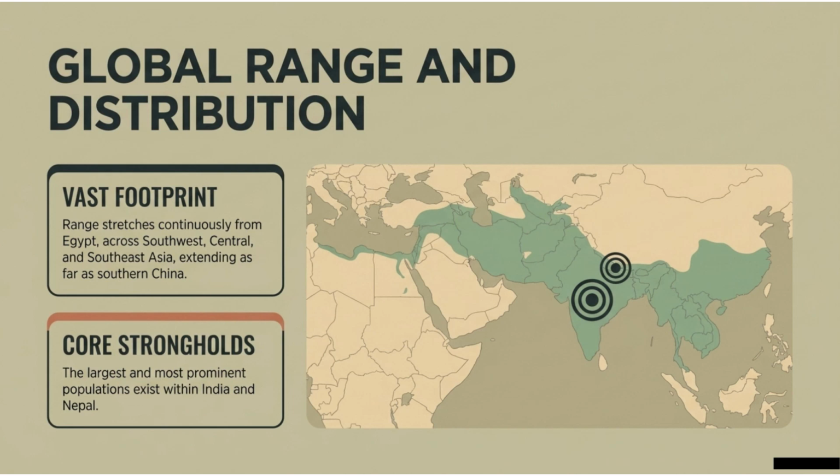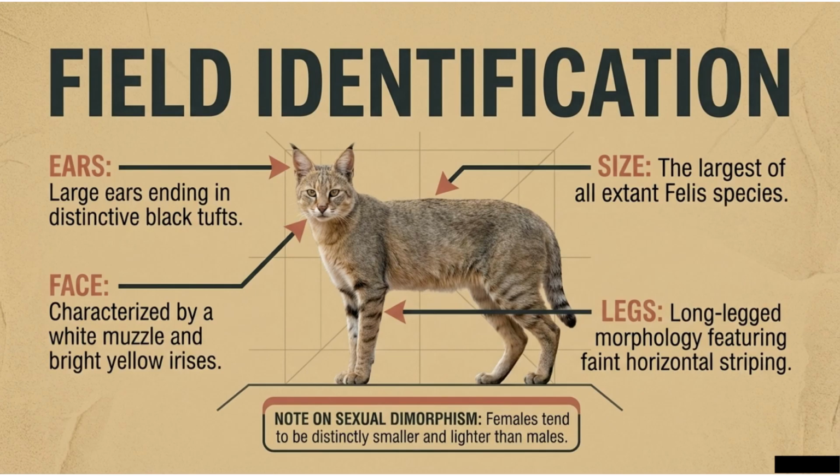The jungle cat has a very wide distribution. It is found from Egypt, across Southwest Asia, Central Asia and Southeast Asia, extending up to southern China. Within this range, the largest populations are found in India and Nepal, which makes it particularly relevant for India-based conservation questions. Now, let us understand how to identify the jungle cat.